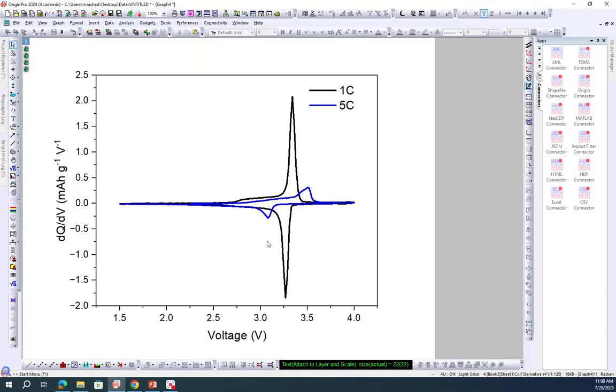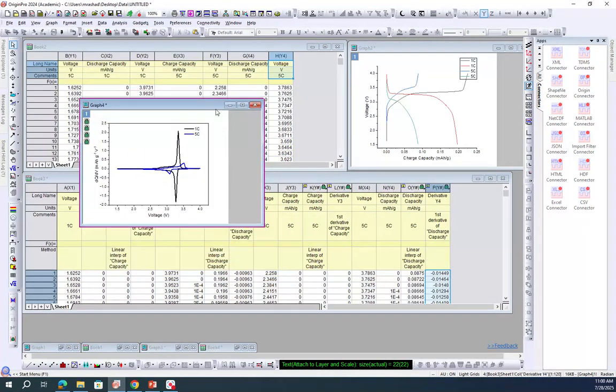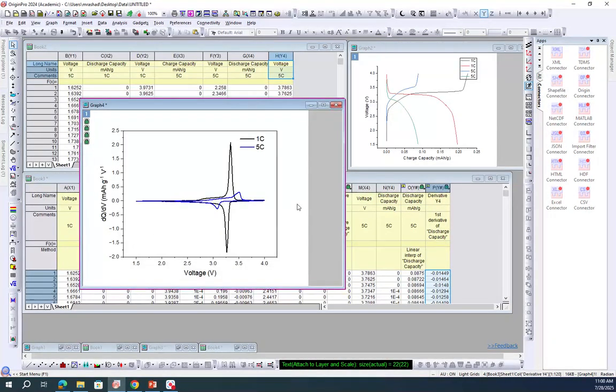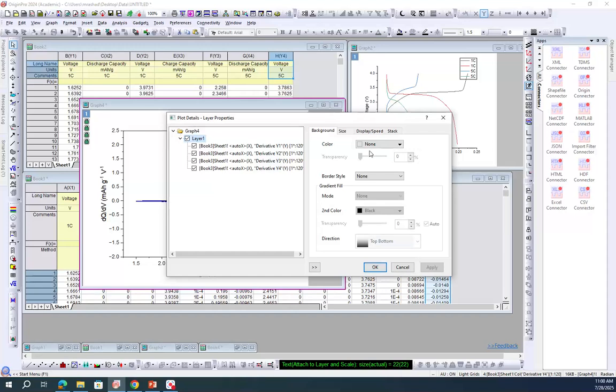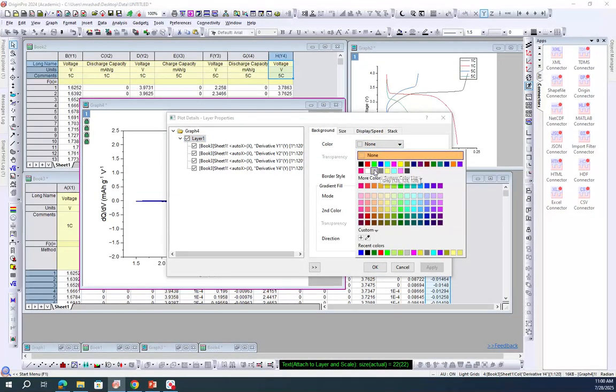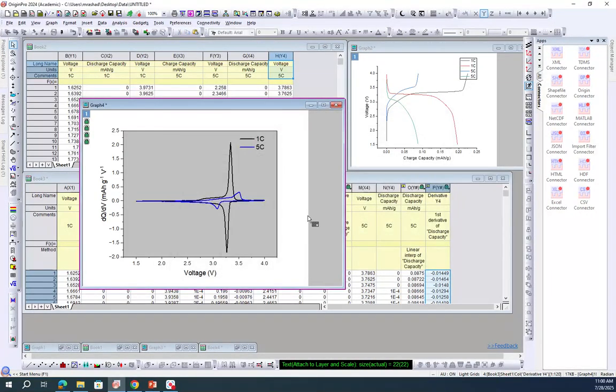So this is the way how you can differentiate the voltage profiles in Origin. You can make this graph more beautiful by making some adjustments.